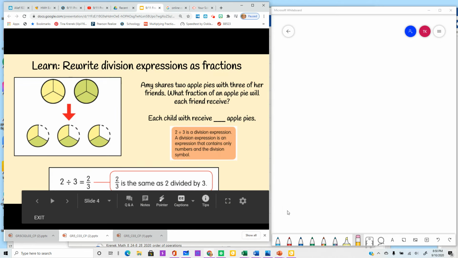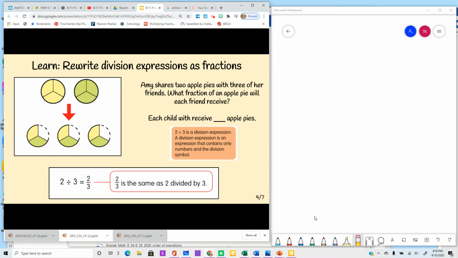Okay, if we look at our next slide, we're going to start writing fractions as division expressions. And if you remember when we were talking about just division and long division and division symbols, I had mentioned that fractions are a division problem. That the fraction bar means division. So when we look at this problem, 2 divided by 3, it's the same as 2/3. And that's what we're showing here.